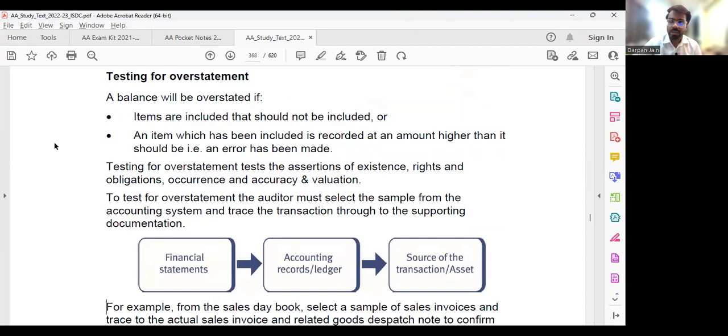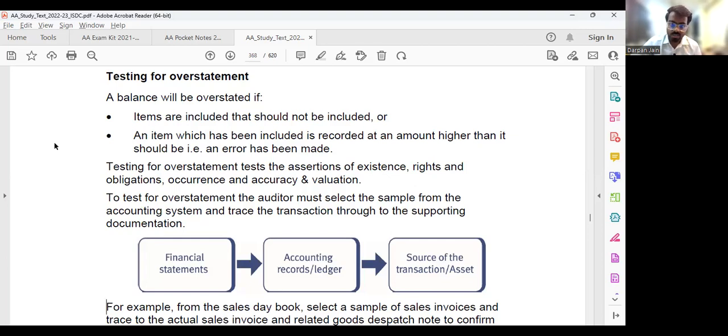Right? An item is recorded at a value. It is recorded. It's not like it should have been recorded. So it is recorded, that item, but the amount that you've recorded is higher than what it should be. So this is overstatement. And when you're testing for overstatement, what are you doing?